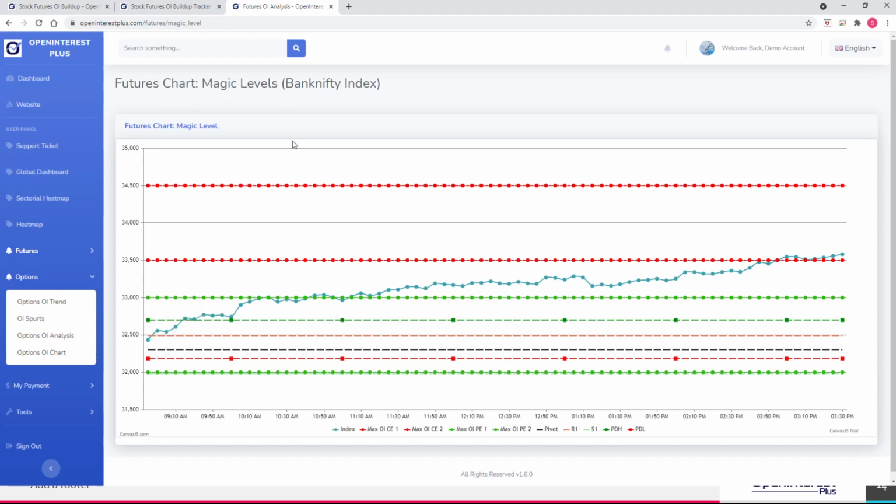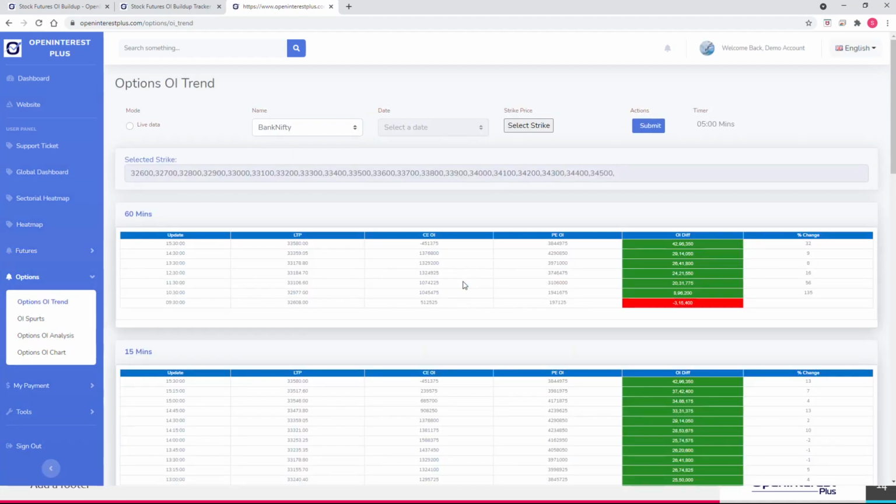So now we have covered the futures. We'll now go to the option segment. Okay, first let me start with the options OI trend. So this is the heart, I would say, of the options.